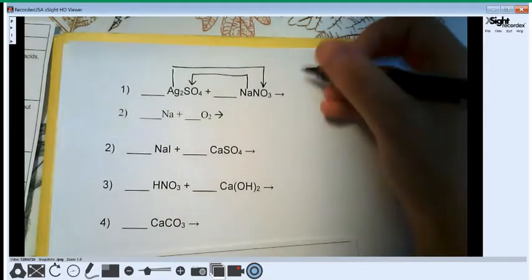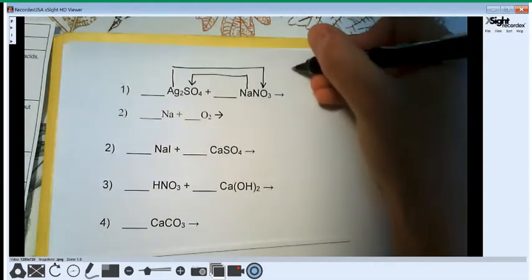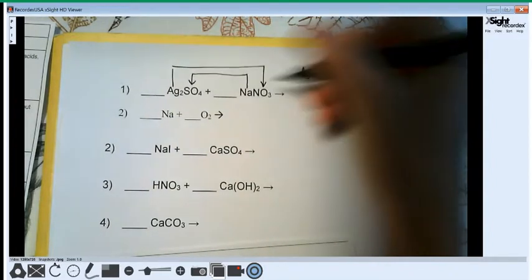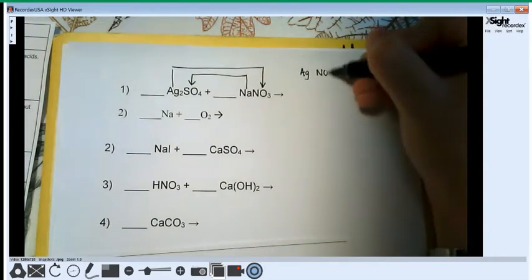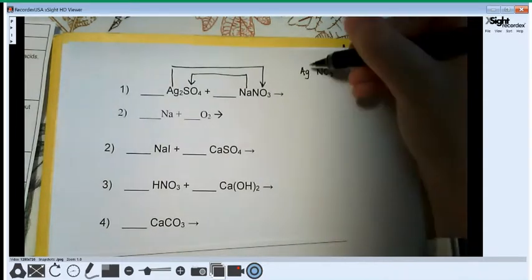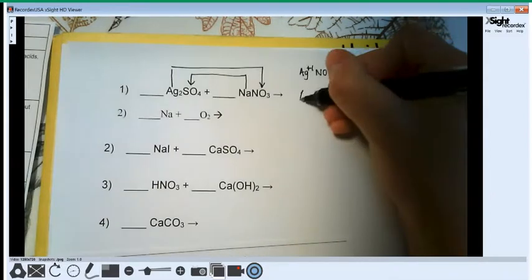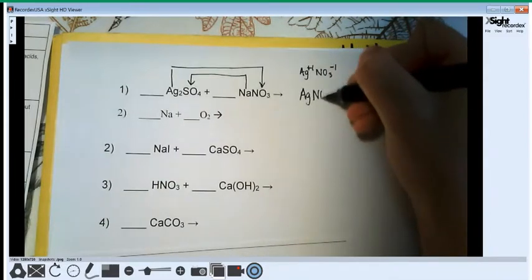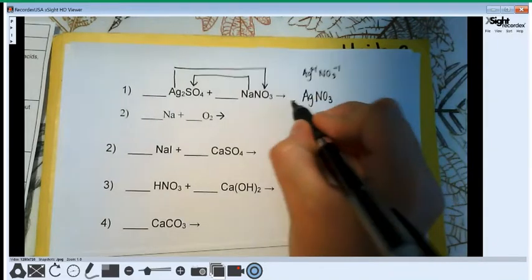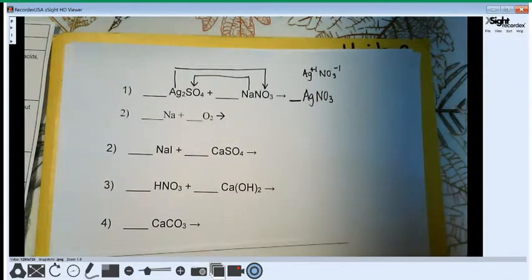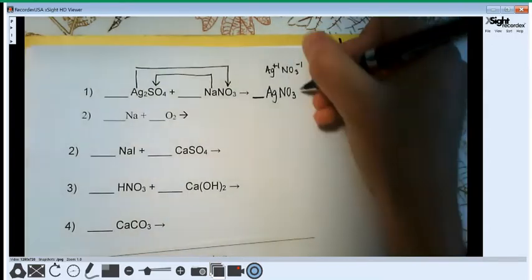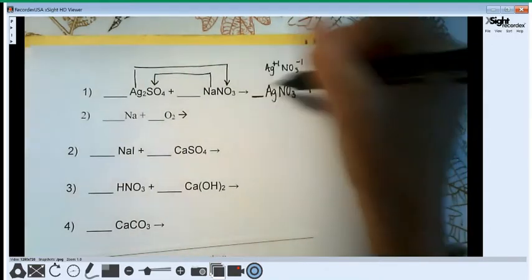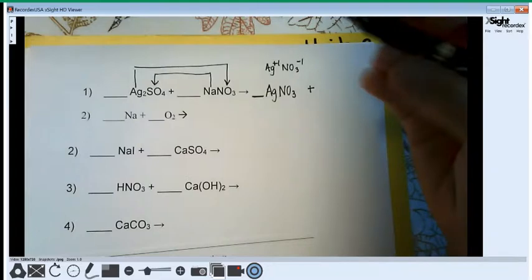So we'll do that real quick. So let's start with that one. So Ag is going to cross with NO3. Okay, so silver has a +1 charge and nitrate has a -1 charge, so we just get Ag1, but we don't show that one, and then NO3. So there's our first product. I'm going to put a line next to it for us to balance later.